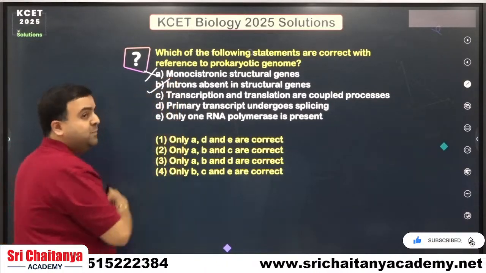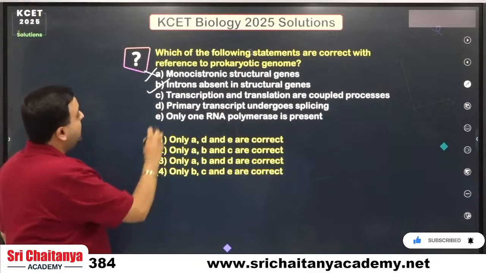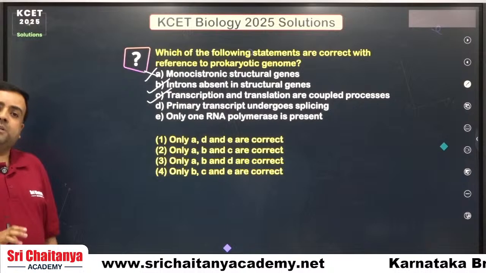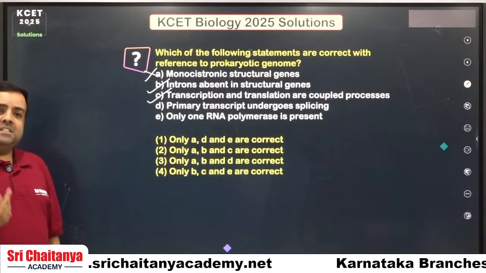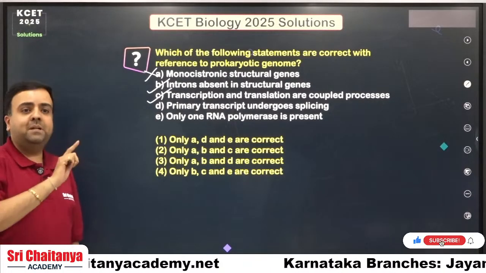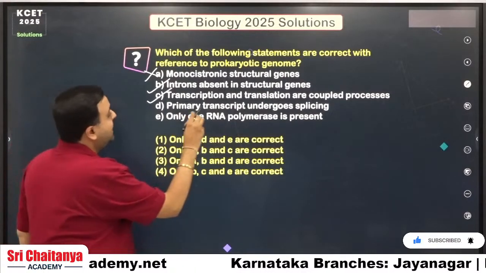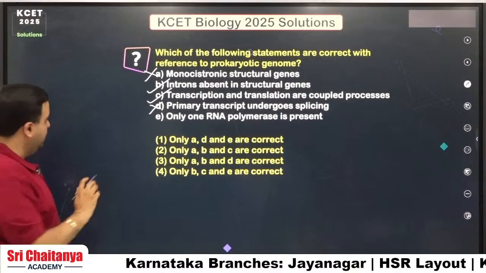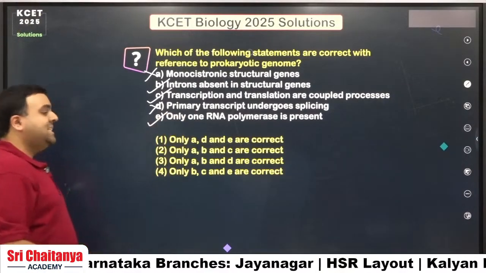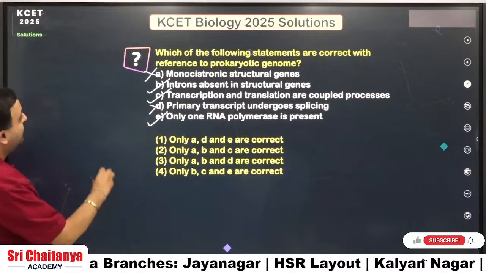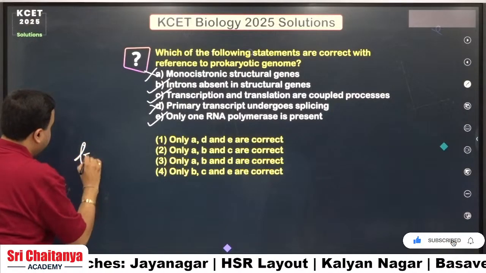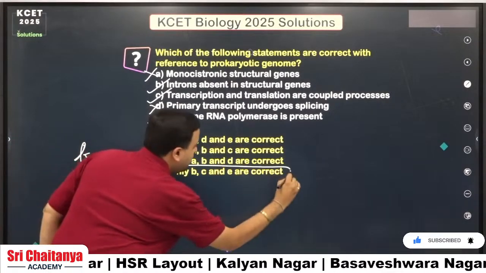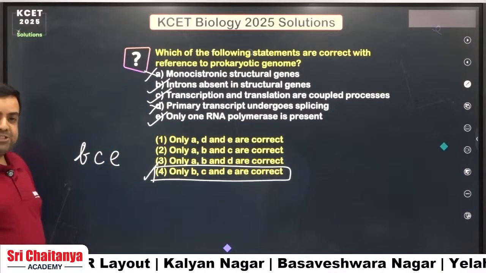Introns are absent, true. That's why they don't need processing. Transcription and translation are coupled processes, true, because both of them are going to happen in the same chamber and translation is going to begin even before the completion of transcription. Primary transcript undergoes splicing is a false statement for prokaryote, seen only in eukaryote. Only one RNA polymerase is present for a prokaryote, that is true. So therefore, we have got B, C and E. So therefore, option number 4 is going to be the correct statement for this question.